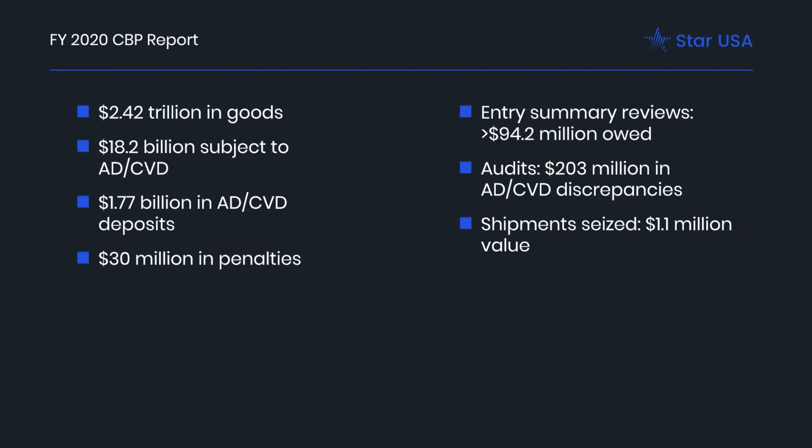And they also are really targeting this in enforcement. They're doing entry summary reviews. Those entry summary reviews identified $94.2 million, and audits for anti-dumping discrepancies turned up $203 million. And they also seized shipments of over $1 million. And that was last year. They're continuing it this year.